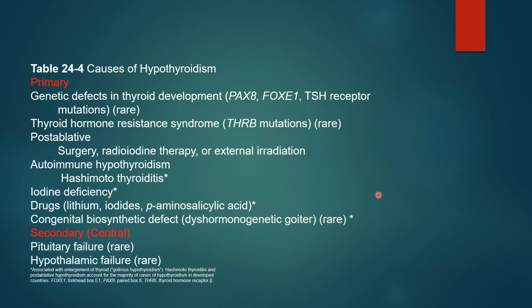Now there is a tabulated form of hypothyroidism showing the causes. First of all, primary causes: genetic defects in thyroid development, like mutation of the PAX8 paired box gene, mutation of the forkhead box antigen gene, and TSH receptor mutations. These rare genetic conditions may cause hypothyroidism. Then thyroid hormone resistance syndrome, which is also a rare condition in which THRB, that is thyroid hormone receptor beta, mutations occur.